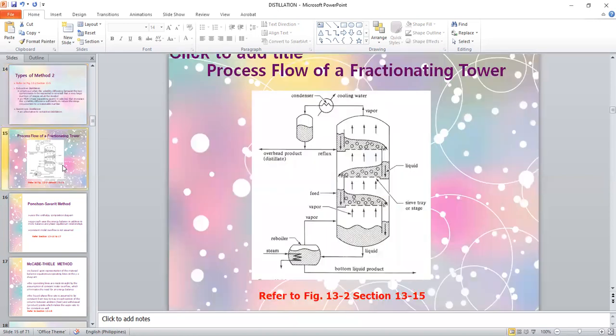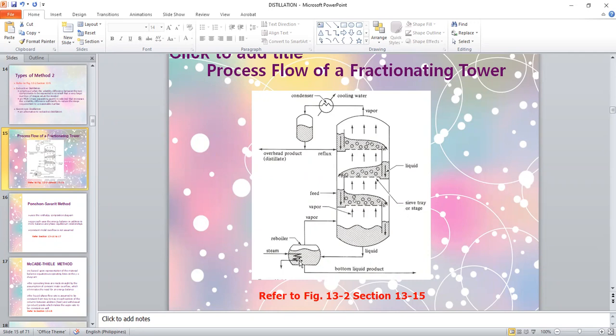A more general process flow, or schematic, for the fractionating tower is the one that we are seeing here. This is taken, if I'm not mistaken, from McCabe. This is our shell, this is how we represent our shell. But when you present your figures later on, when you submit your solution, you need not present it like this. It could be a simple rectangular box, and that would do.